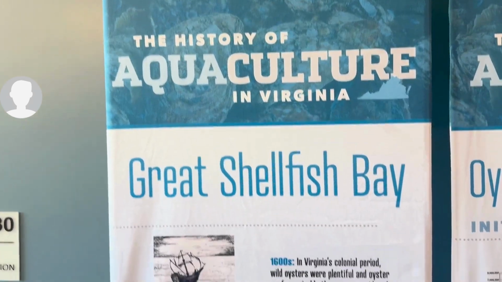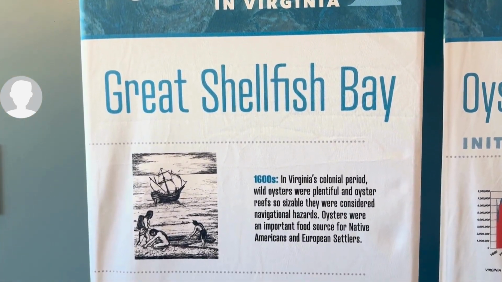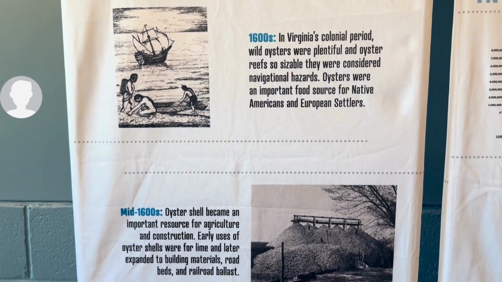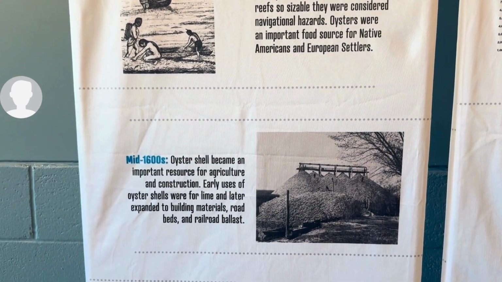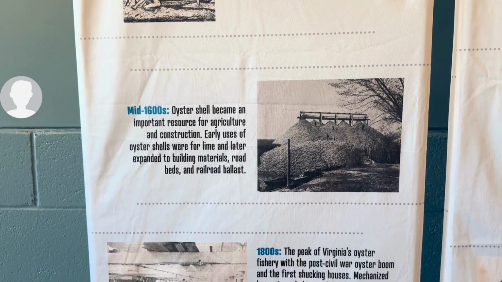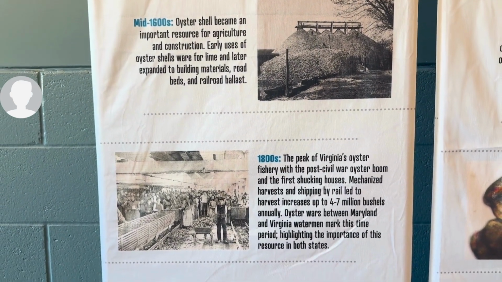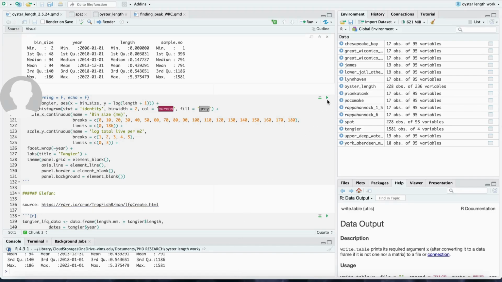And if you're asking yourself, why is this important? It's because humans have been using oyster populations for a very long time, and they have been exploited for a long time as well. There have been many initiatives to try to improve oyster recruitment, which means how many oysters are born each year. Now let's look at the data.